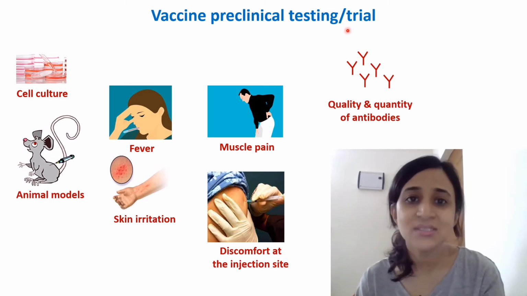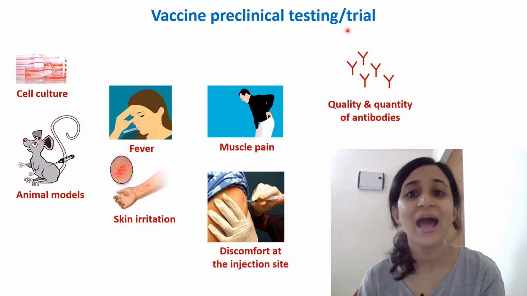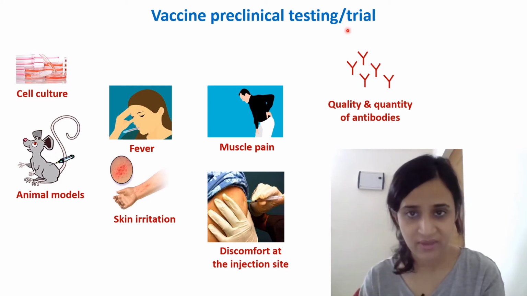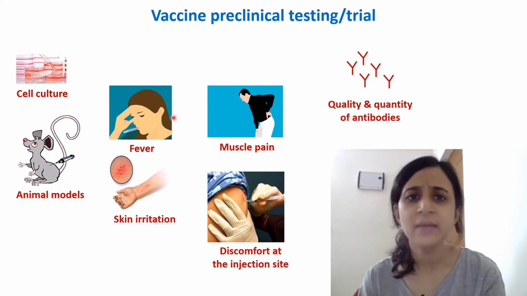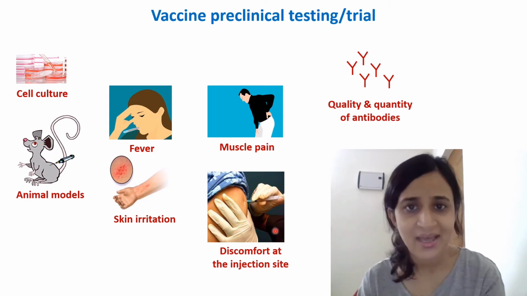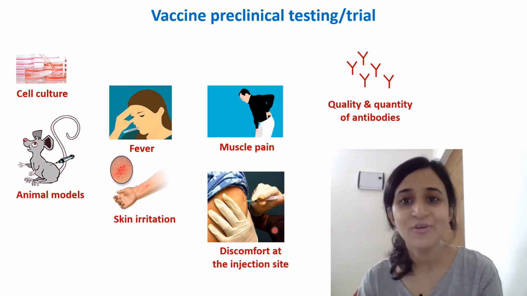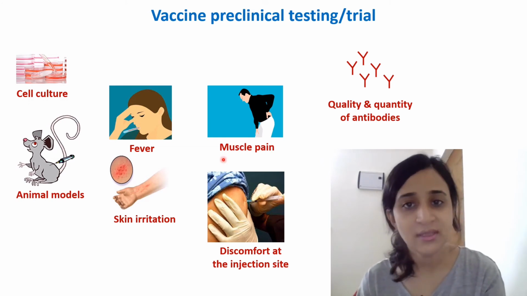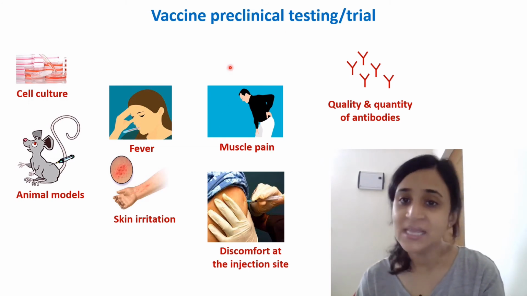It is also a fundamental stage for highlighting any potential risk relating to the use of the vaccine. Side effects could be fever, skin irritation, muscle pain, discomfort at the injection site. So we need to identify the possible side effects. Here, we also evaluate the initial safe dose.